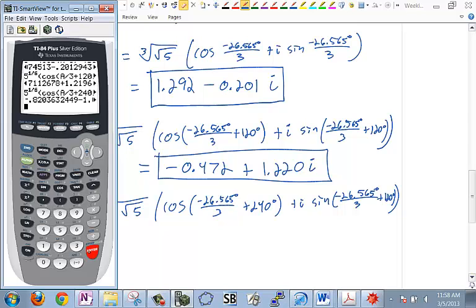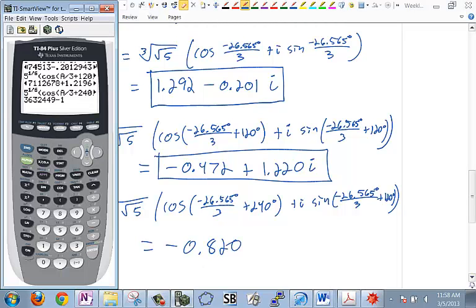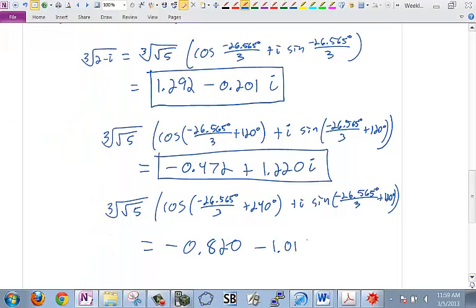So negative 0.820 minus 1.018i. All of those numbers, if you multiply them times themselves 3 times, you get 2 minus i. Good? Yes.